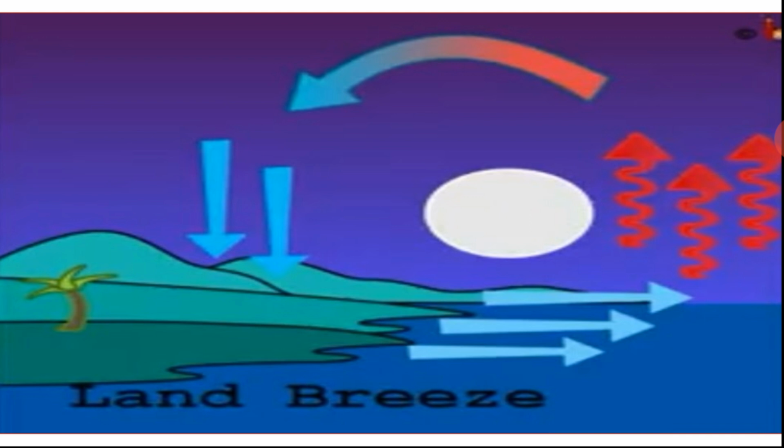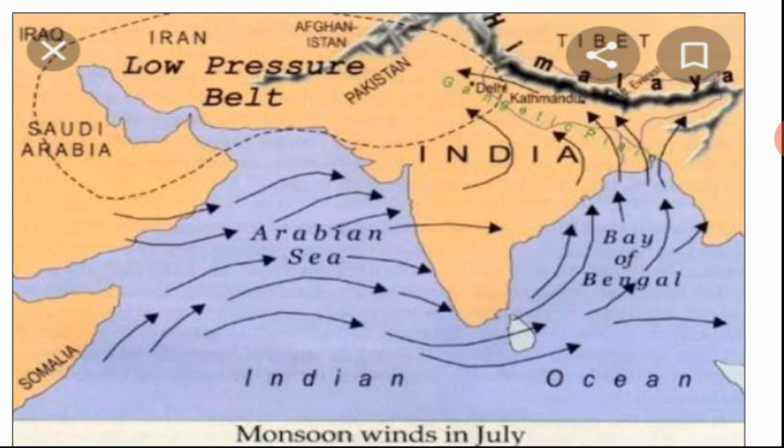Now, monsoon winds. What are monsoon winds? During the summer season, the land in north and central India gets very hot. Because of what?